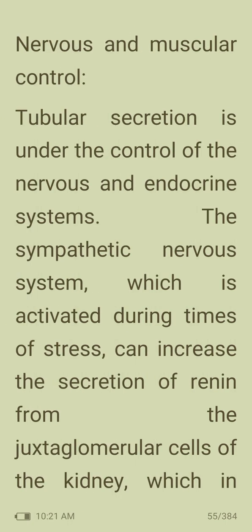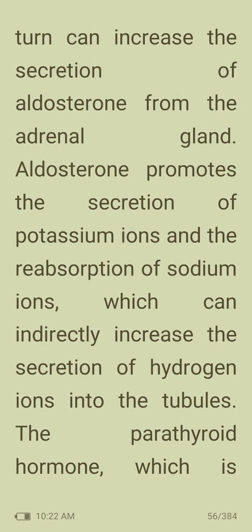Then nerves and muscle control. Tubular secretion is under the control of the nervous and endocrine systems. The sympathetic nervous system, which is activated during times of stress, increases the secretion of renin from the juxtaglomerular cells of the kidney, which in turn can increase the secretion of aldosterone from the adrenal gland. Aldosterone promotes the secretion of potassium ions and the reabsorption of sodium ions, which can indirectly increase the secretion of hydrogen ions into the tubules.